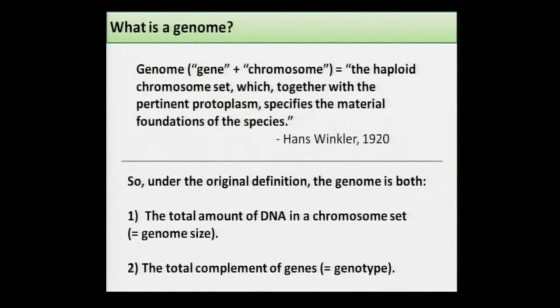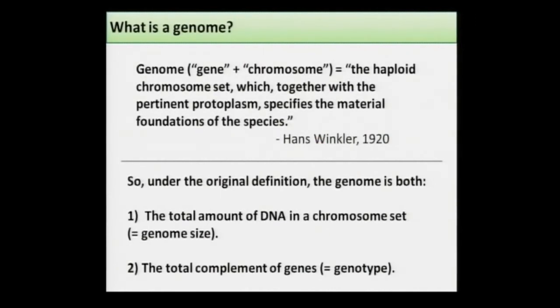Before I get into why it's not a simple question, let me just remind you what I mean by the term genome. So if we go back, history of our field, what is the original definition of genome? It goes back to Hans Winkler in 1920, and he says the genome, which is thought to be a combination of gene and chromosome, it's the haploid chromosome set, which together with pertinent protoplasm specifies the material foundations of the species. Okay, translation. Under the original definition, it means two things.